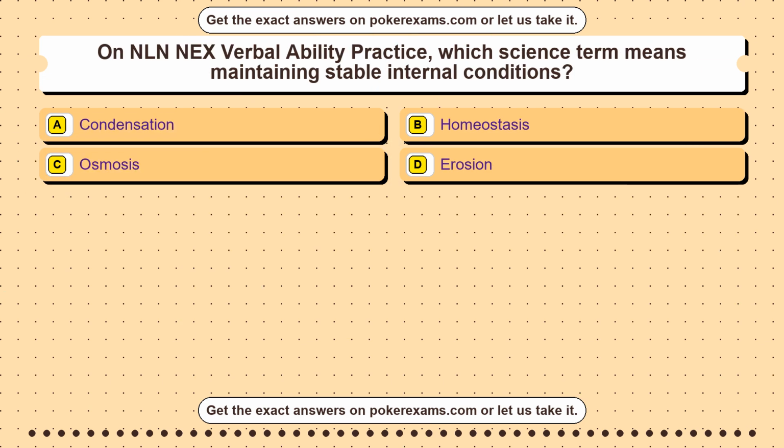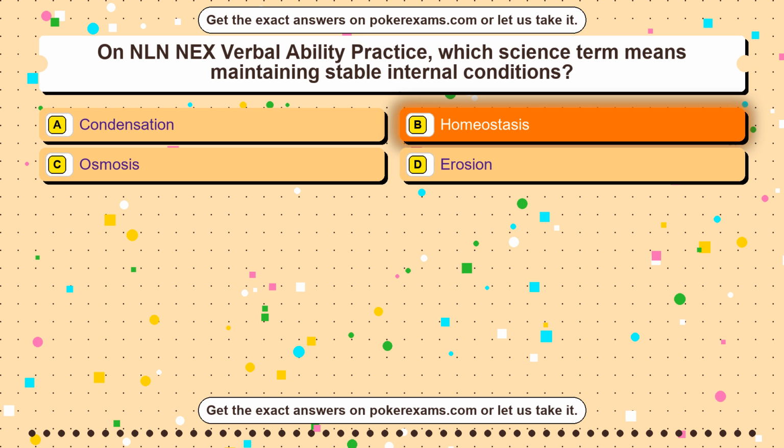Question 4. On NLN NEX Verbal Ability Practice, which science term means maintaining stable internal conditions? Option A, condensation. Option B, homeostasis. Option C, osmosis. Option D, erosion. The correct answer is option B, homeostasis.